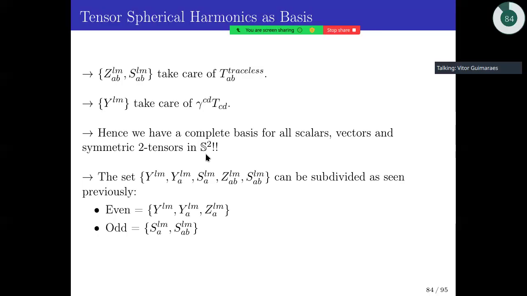So we said this set can be subdivided as seen previously. Well, this will be what we call the even tensor harmonics, right? And this would be the odd tensor harmonics, okay? In such a way that when we compose our metric perturbation, the functions that are multiplying the even tensor spherical harmonics will be even functions. And the functions that are multiplying the odd tensor spherical harmonics will be known as odd functions, okay?